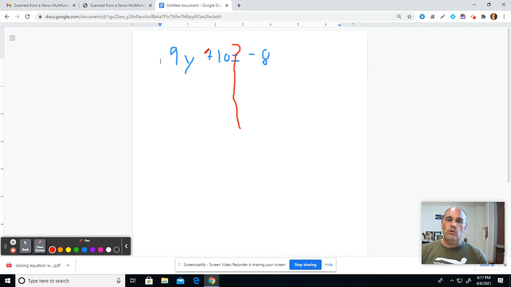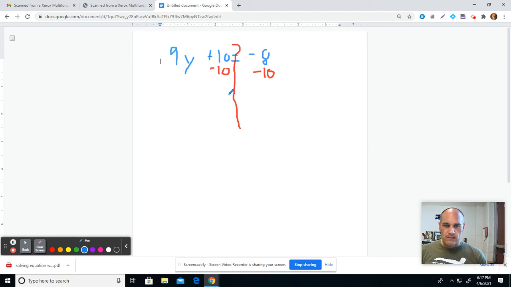So I want to get rid of what's not attached to the letter first. I want to get rid of this positive 10. I get rid of a positive 10 by adding its opposite. So I add a negative 10. If I have a negative 10 here, I have to do the exact same thing to the other side. And that's why we took so much time on our tiles and our mats, the idea of having legal moves. Whatever I do to one side, I got to do the exact same thing to the other side.